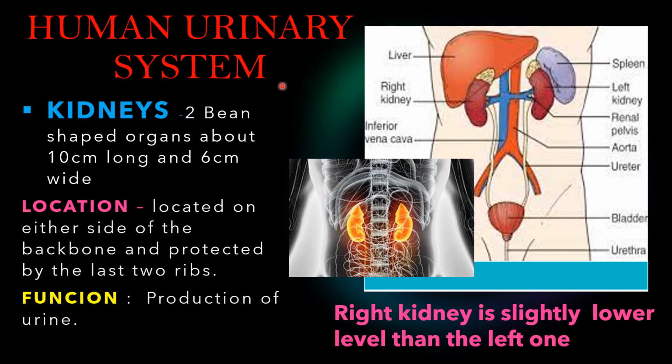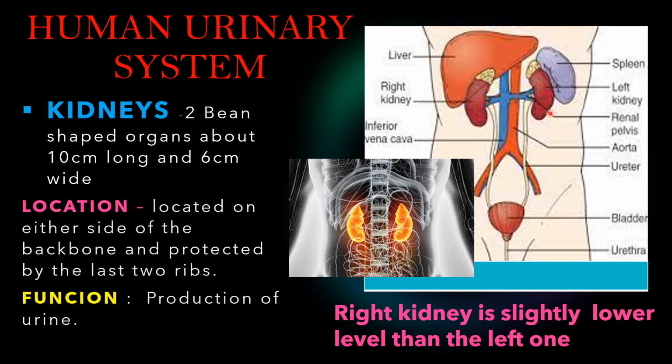Human urinary system or human excretory system. This human urinary system plays a very important role in excretion, that means removal of nitrogenous waste. You can see in this picture that the excretory system consists of different structures or organs. The main important organs present in the excretory system are the kidneys.